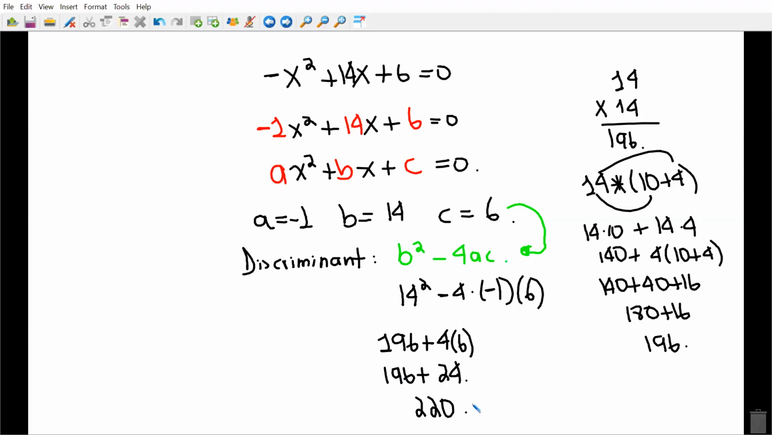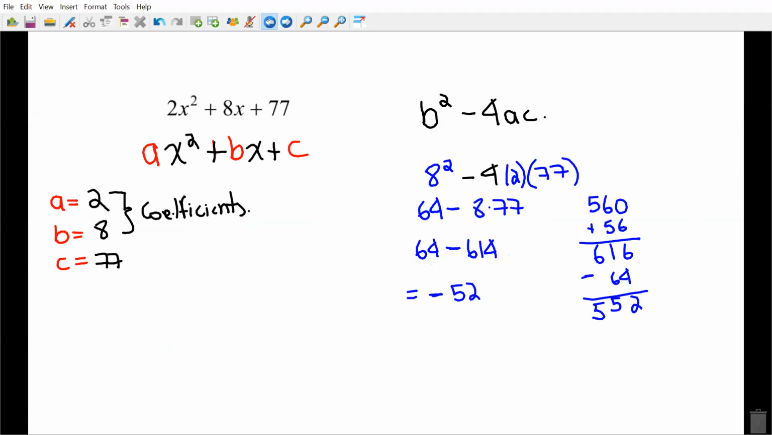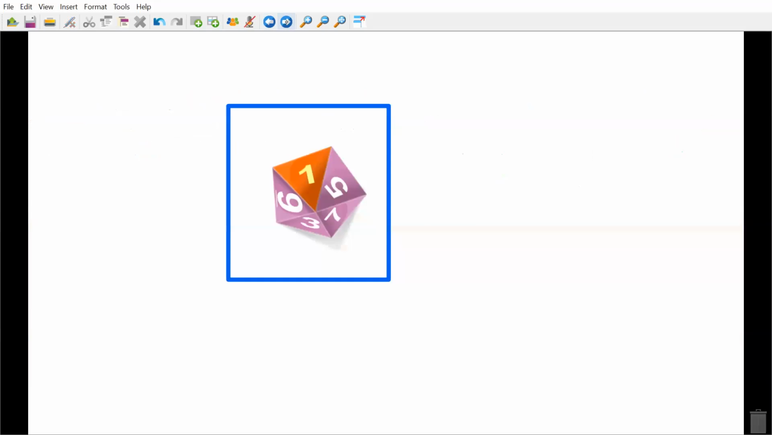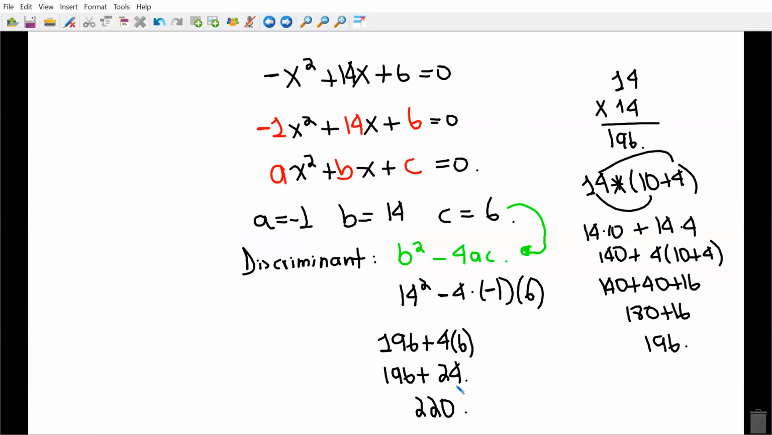Now, 220. What happens if the discriminant is 220? 1, 2, or 3? 1. Why 1? Because 220 is greater than 0. So there are two unequal real solutions. There are two unequal real solutions.